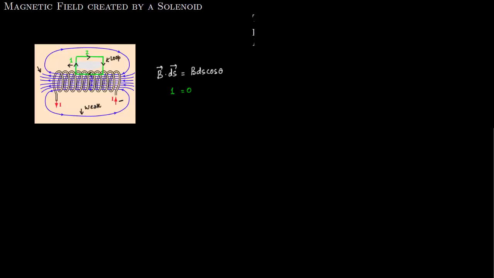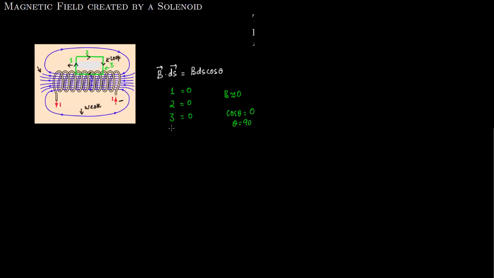For side 2 right here, the magnetic field is really weak, so B is approximately 0. If B is 0, then B ds cos theta becomes 0. So for side 2 also, there is no contribution of magnetic field. Then we come to side 3. Again you see the magnetic field is given by these blue lines, going like this. So it is again making an angle of 90 degrees with the loop. So cos theta is again 0 because theta is 90, just like in side 1. So for side 3 also this is 0.